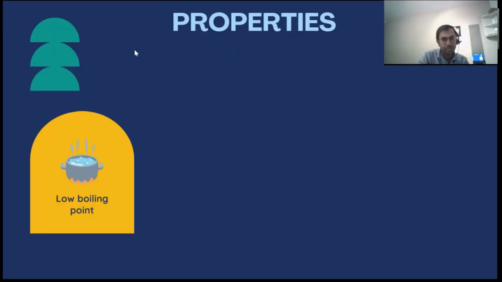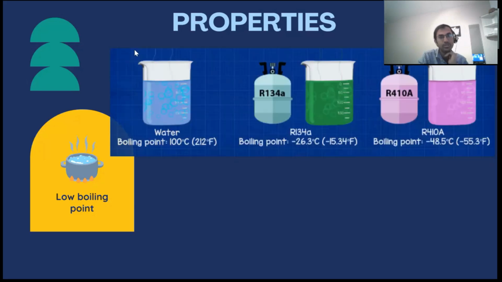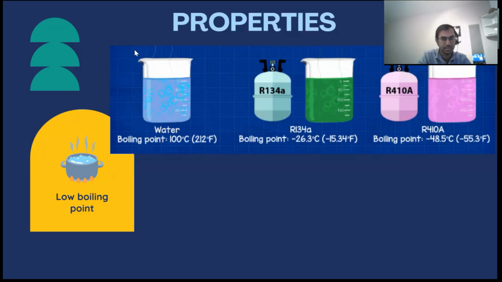Now, properties. Low boiling point. That is one of the necessary properties: the boiling point should be very low so that it can boil at a very low temperature to absorb the heat from the surroundings. The boiling temperature of water is 100 degrees centigrade. However, if you consider any refrigerant like R134A or R410A, R22, their boiling point is very low. For R134A, it is minus 26.3 degrees centigrade. For R410A, it is minus 48.5 degrees centigrade.